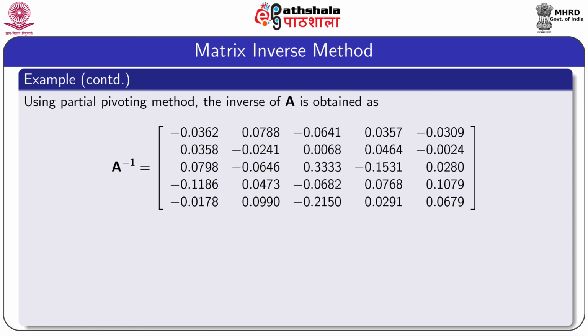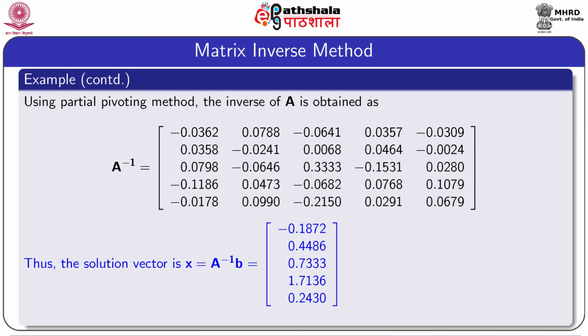To find the value of the vector x, we have to calculate the inverse of the matrix A, and using the partial pivoting method discussed earlier, the inverse of the matrix A is obtained as this one. The size of the matrix is 5 by 5, and the solution vector is x equal to A inverse b as per definition, and this is equal to minus 0.1872, 0.4486, 0.7333, 1.7136, and the last one is 0.2430.